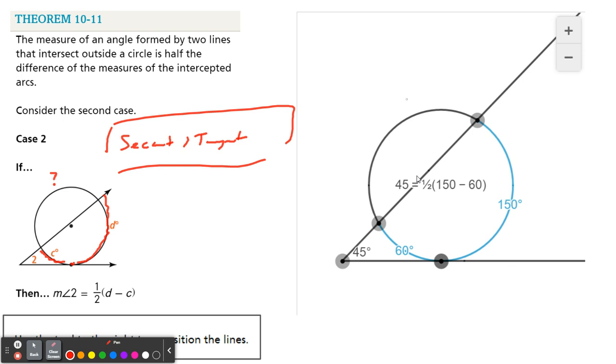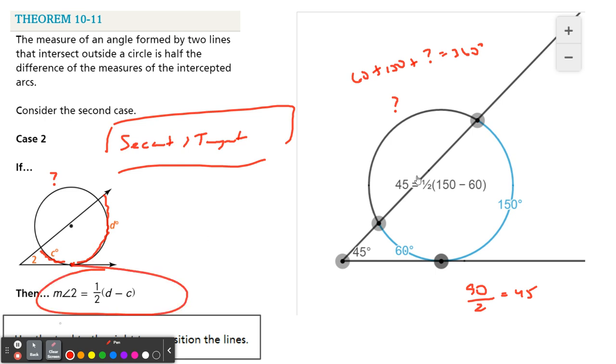So if I look at this example here, you have a 60-degree arc, a 150-degree arc. You know what this arc's measure is because you know that 60 plus 150 plus the one you don't know, but you can find out, is going to equal 360. So remember, from this picture, you can find the remaining arc left over here. But again, it's still subtraction. So you take 150 minus 60. 150 minus 60 is 90, divided by 2, and that is 45. So again, still half the difference. This is your secant tangent case.